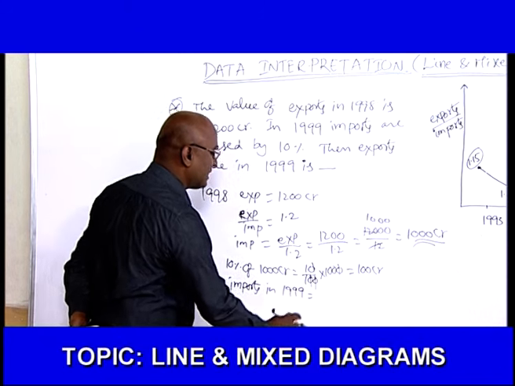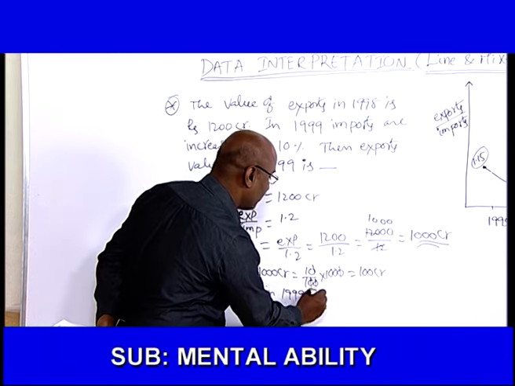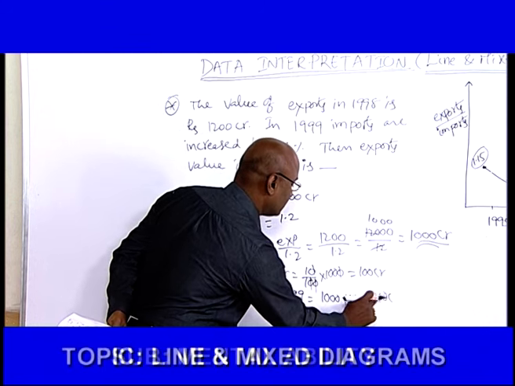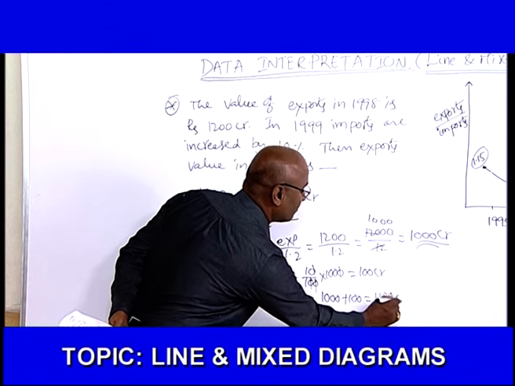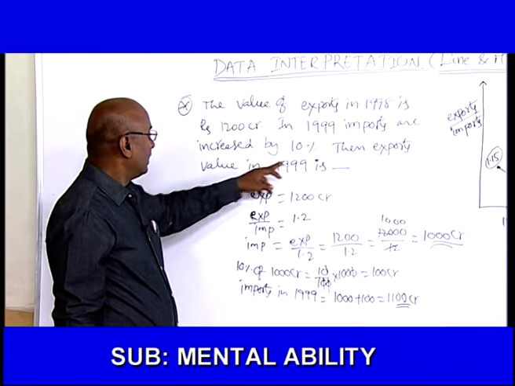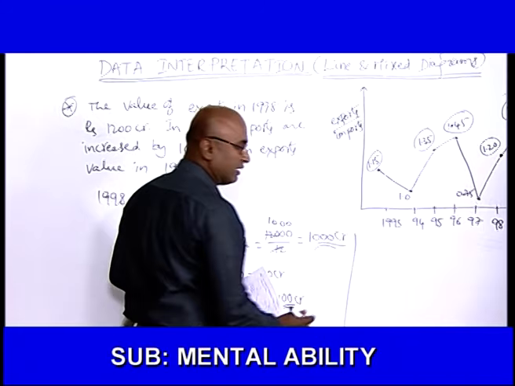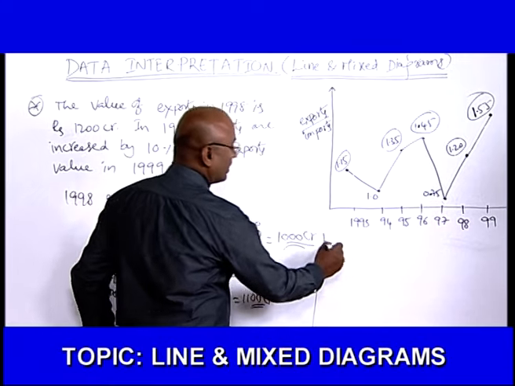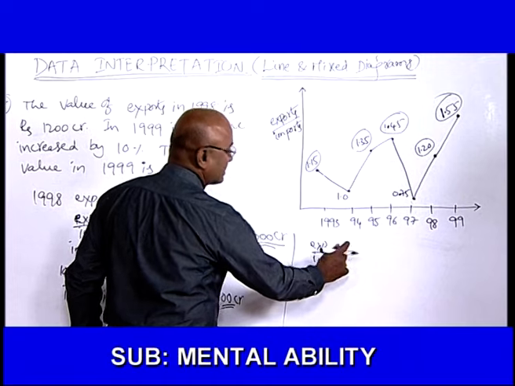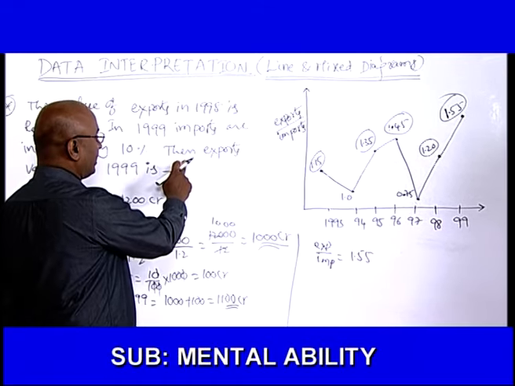1999 ఈజ్ ఈక్వల్ టు 10% పెరుగుదల. సో 1000 కోట్లు దాంట్లో 10% వచ్చి 10 అంటే 100 కోట్లు. సో 1000 ప్లస్ 100, that is equal to 1100 కోట్ల రూపాయలు. 1100 కోట్ల రూపాయలు. Now what is the value we have to find? Exports value in 1999. So we know that again the ratio of exports to imports. In the year 1999, exports to imports is equal to like this. 1999 it is 1.55.